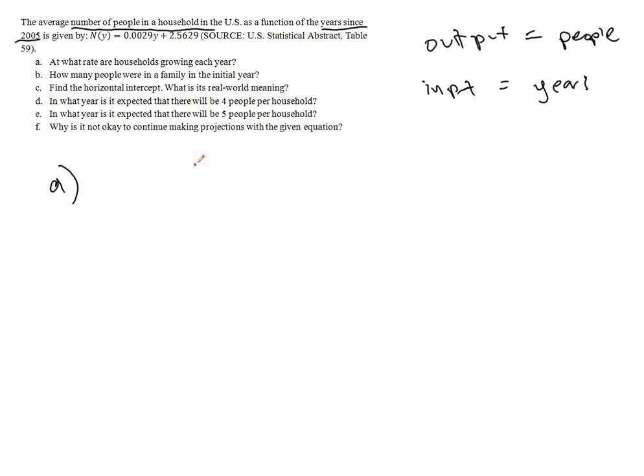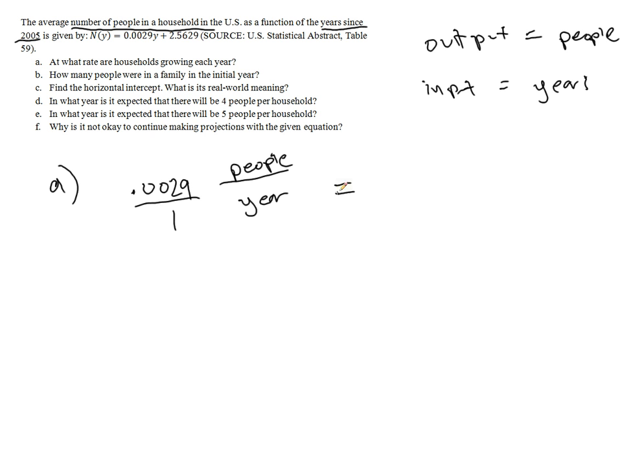Well, our rate of change, even though we're not finding it manually here, is a value of change in output over change in input. So change in output would be people, change in input would be years. That means that on average, households are growing by 0.0029 people per year. That may not seem like a lot, and it certainly isn't.